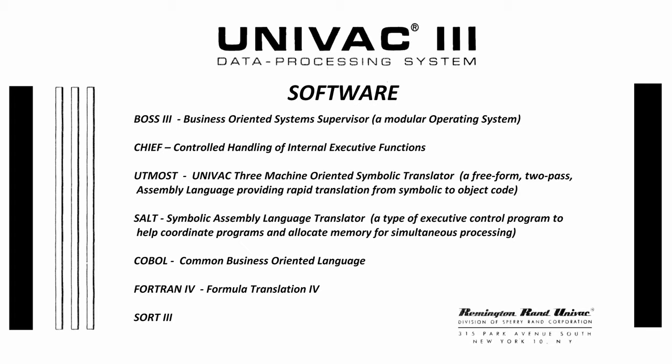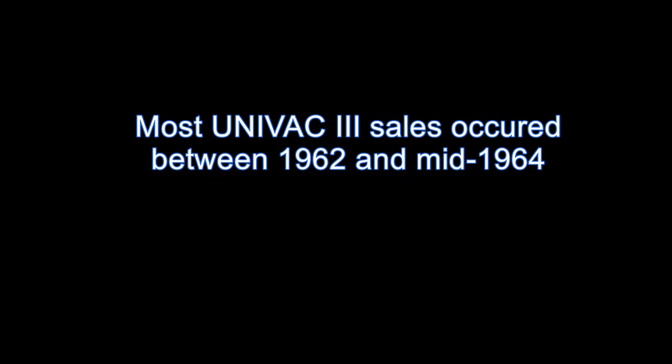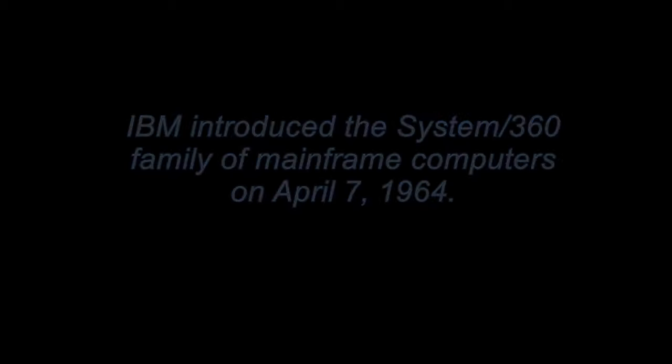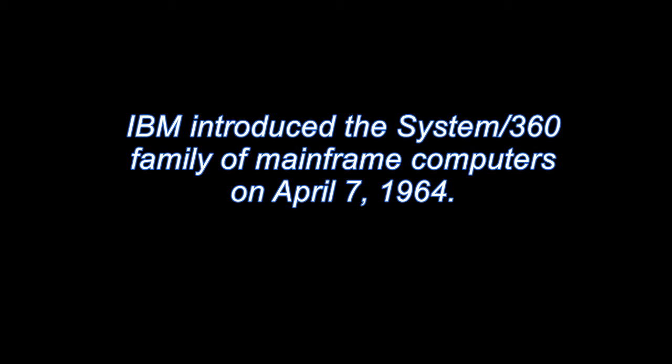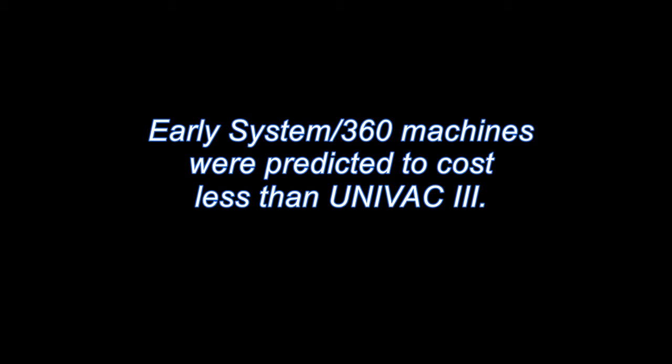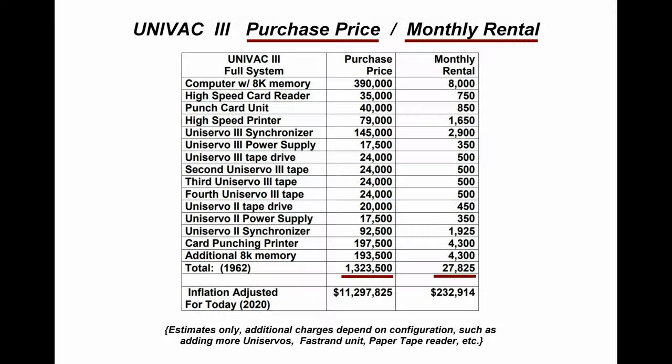UNIVAC III was considered generally successful by Sperry's UNIVAC division, although differences in design architecture meant that some UNIVAC II customers had to reprogram their applications for the UNIVAC III. Unfortunately, around the time UNIVAC III was delivered, IBM was preparing its large-scale System 360 mainframe, which was predicted to cost less both in rental and purchase price.